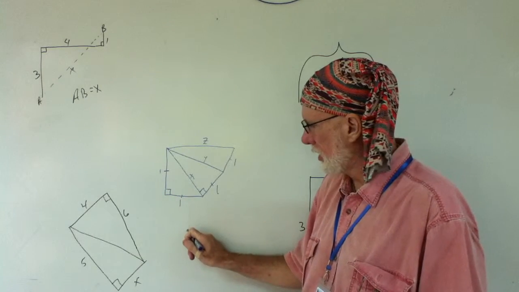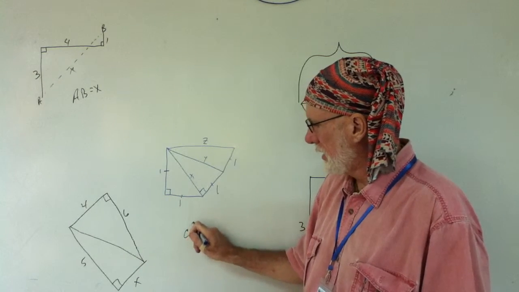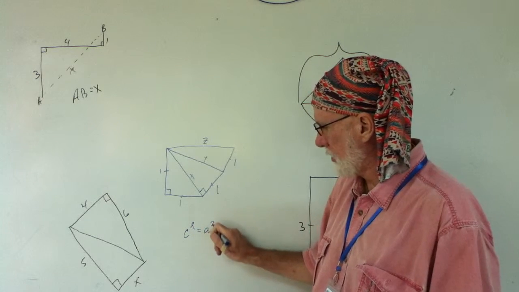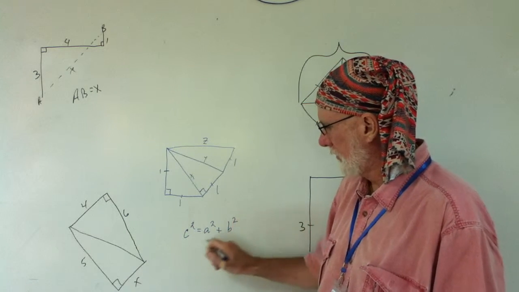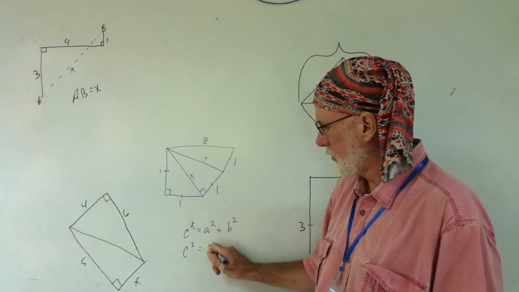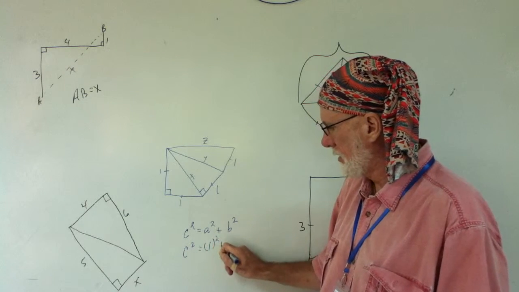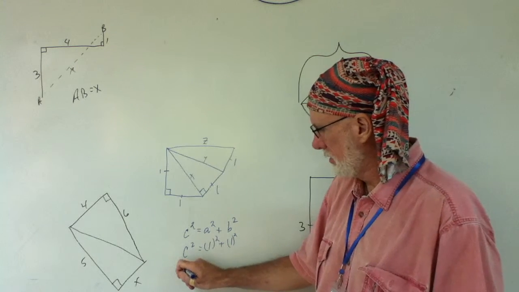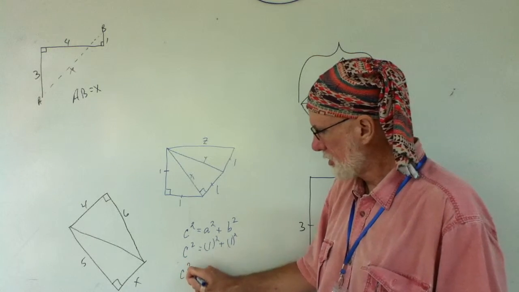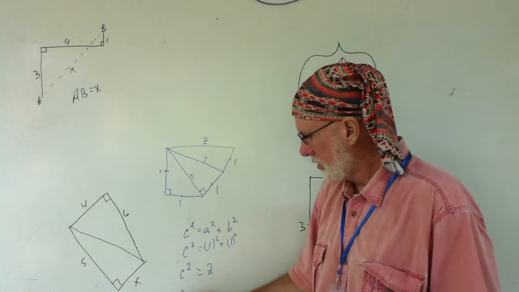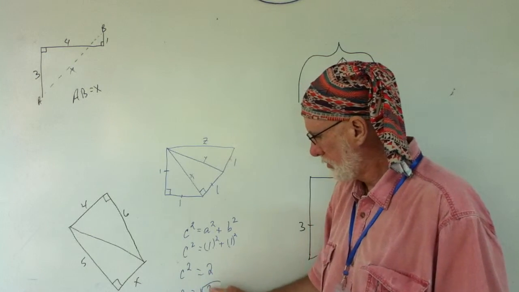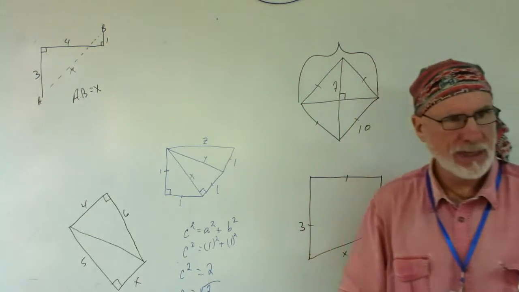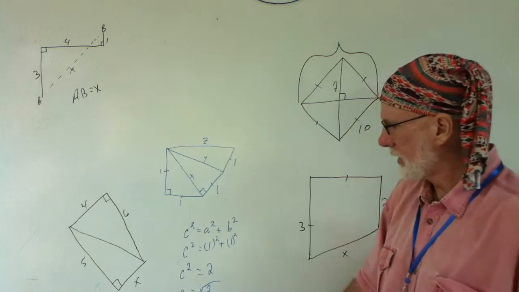So it's going to be c squared equals a squared plus b squared, right? So c squared equals 1 squared plus 1 squared, right? C squared equals 2. C equals root 2. Is that right? Yes? Okay. So can I erase this?